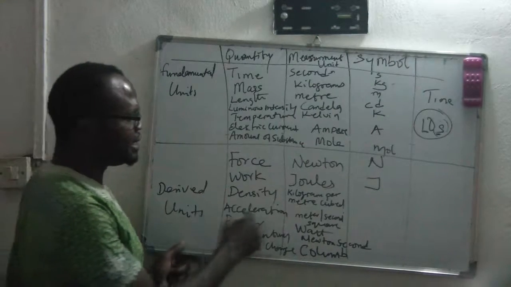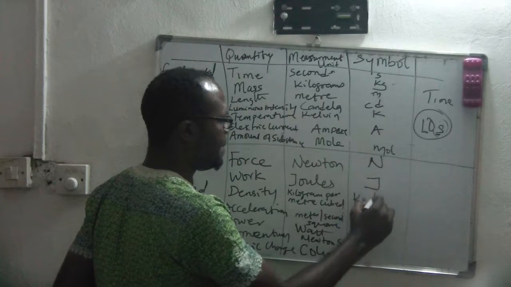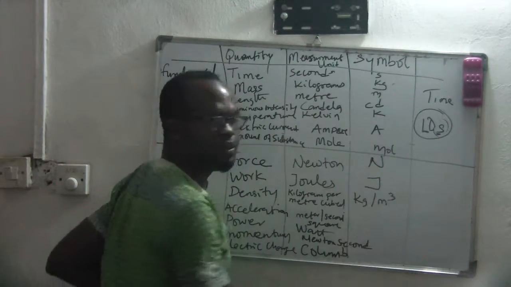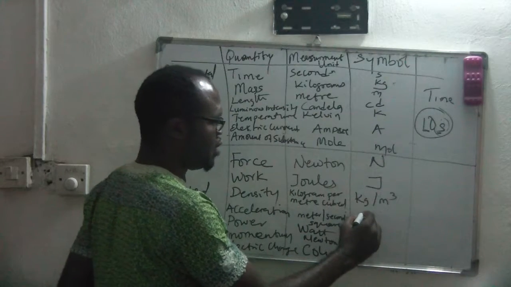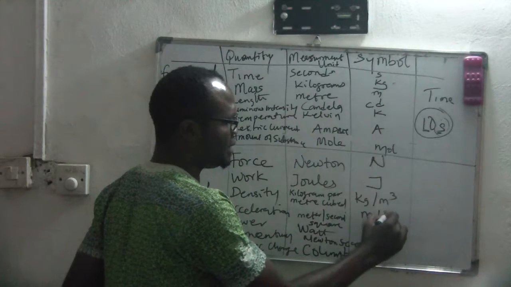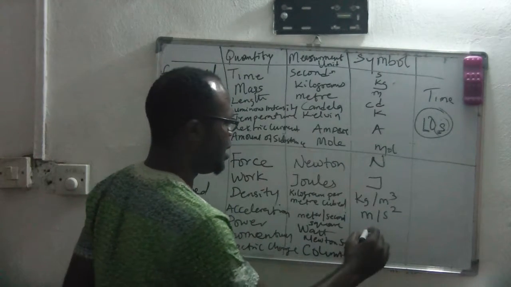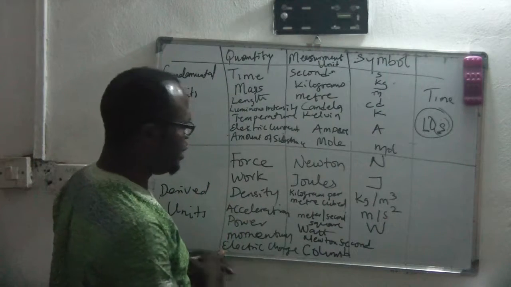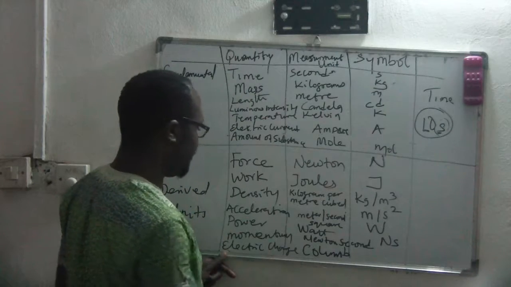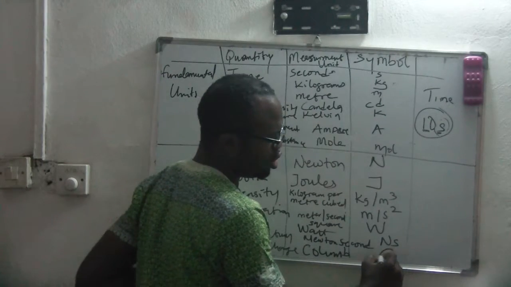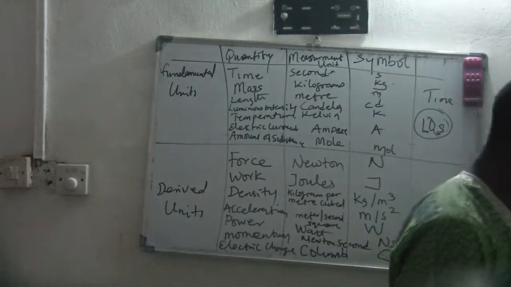The SI unit for work is joules, represented by J. The SI unit for density is kilogram per meter cube, represented by kg per meter cube. Is that clear? What's the SI unit for acceleration? Meter per second square. What's the SI unit for power? Watts. What's the SI unit for momentum? Newton seconds. What's the SI unit for electric charge? Coulomb. Is that clear? So those are the units.